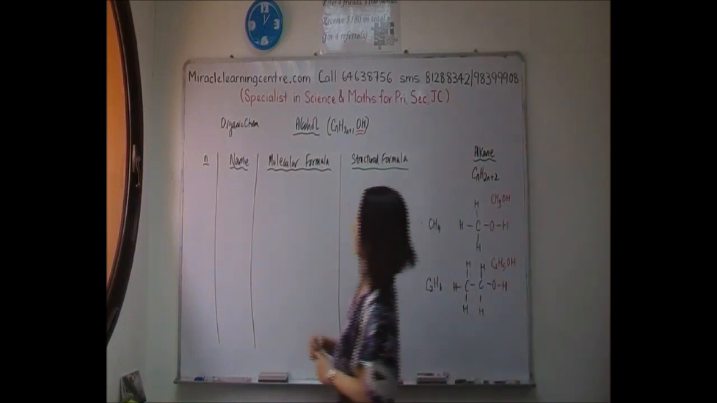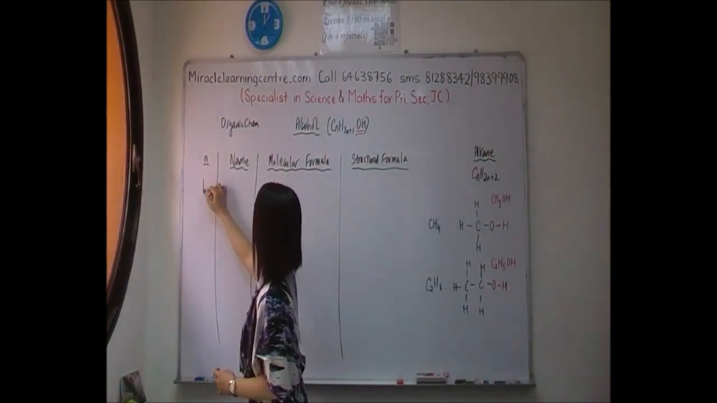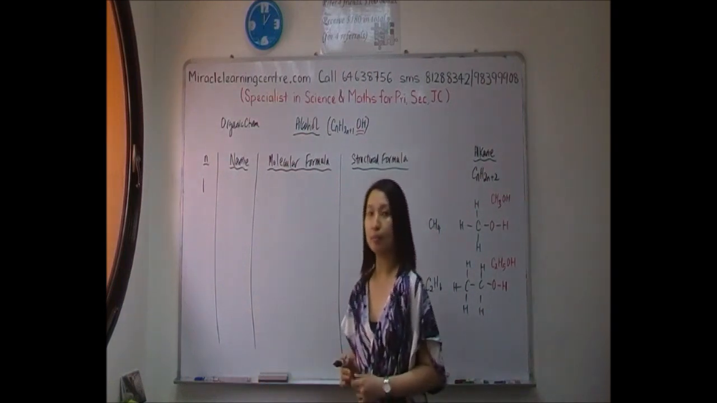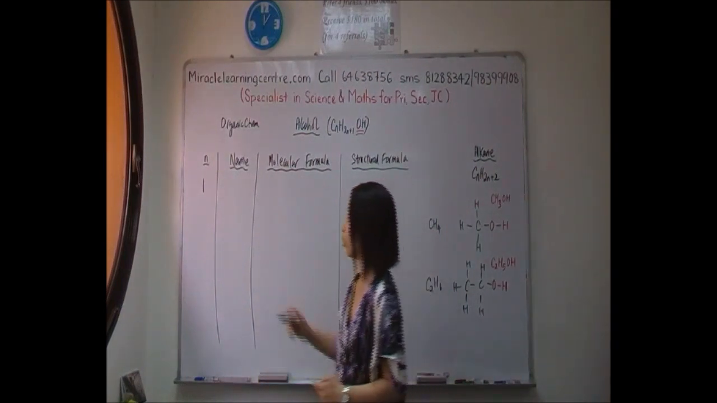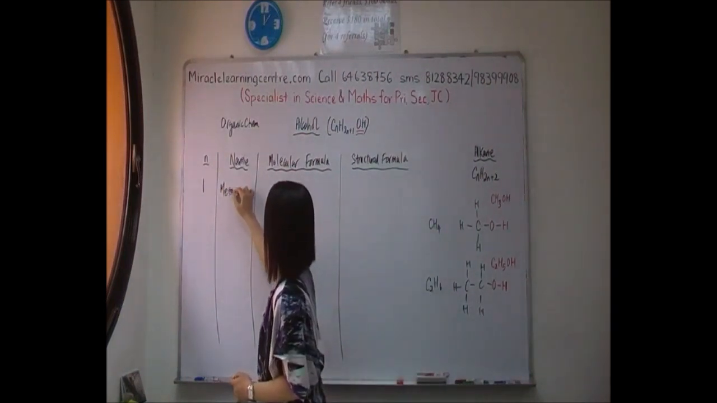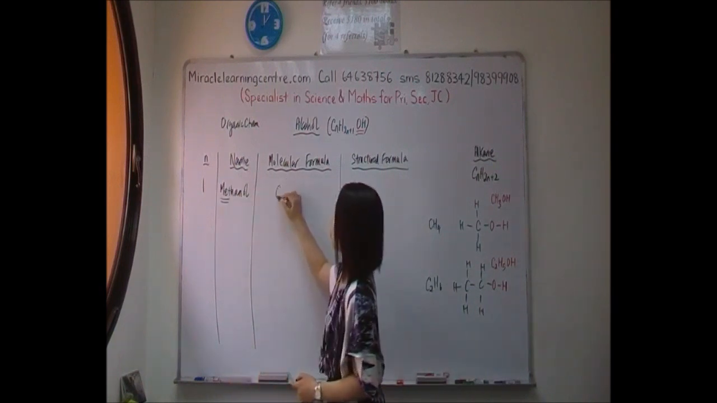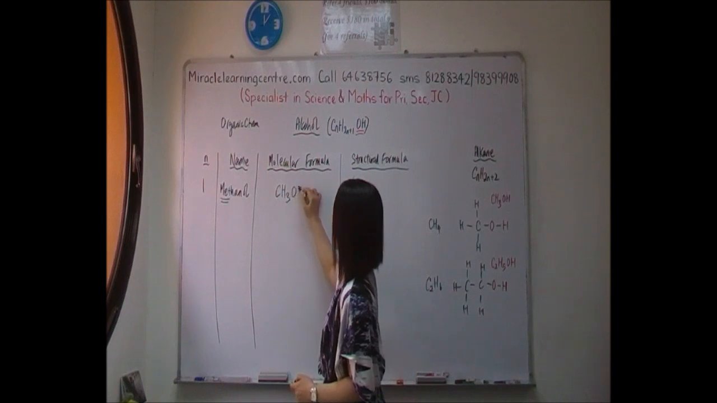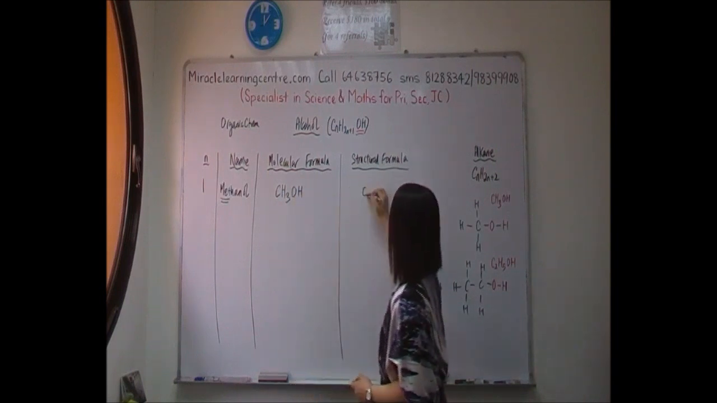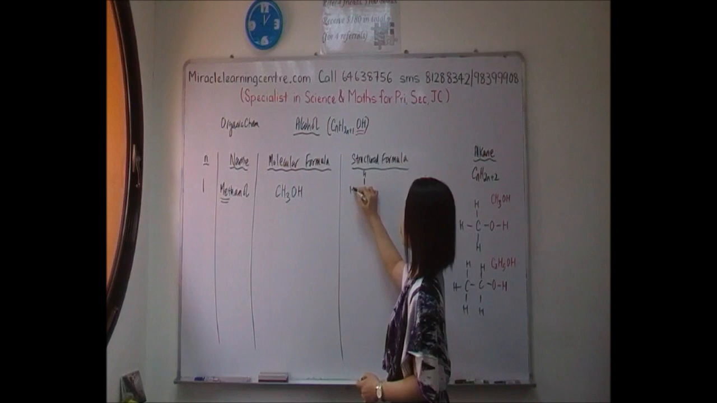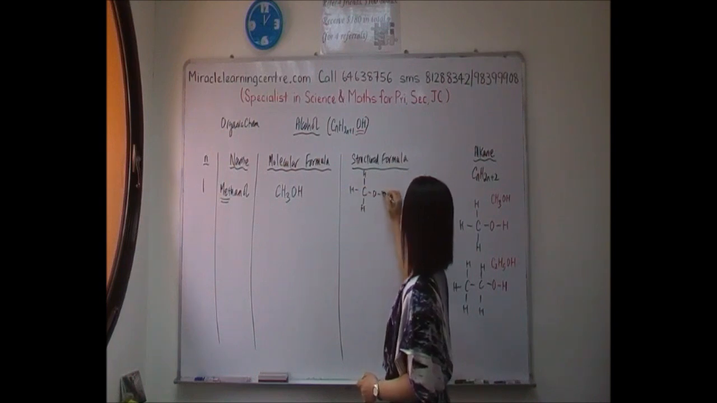Okay, let's draw it over here now. So n equals 1. Remember, one carbon is meth, so it's methanol. Methanol means there is only one carbon. So molecular formula is CH3OH. So a single carbon with 4 bonds, O and H.